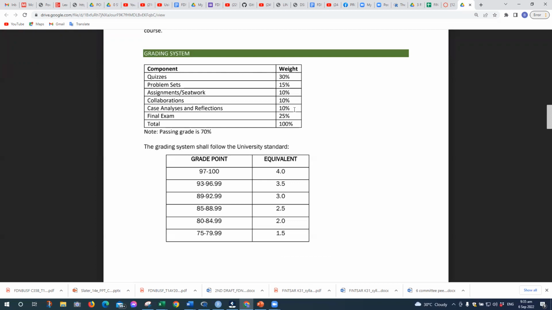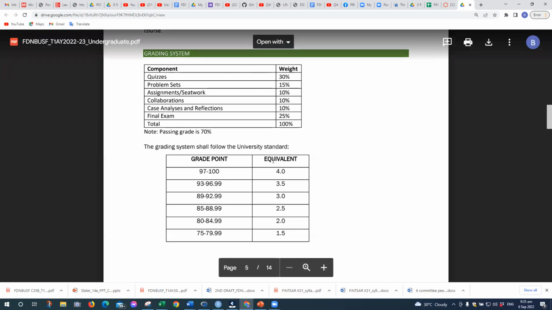It will be a financial statement analysis project. It's a group project. Okay, and the final exams, 25%. All right, so it's a usual grading system.